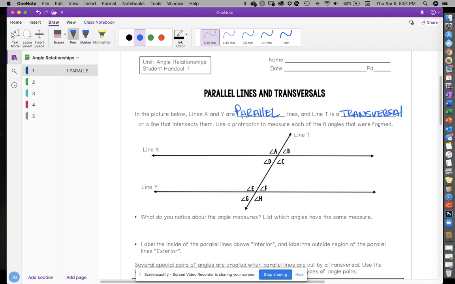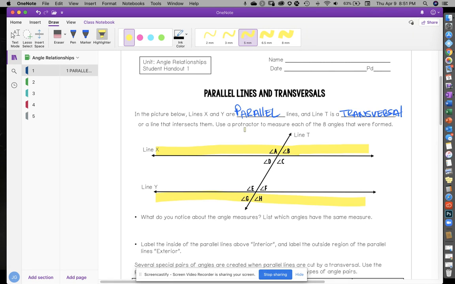Use a protractor to measure each of the 8 angles that are formed. The one thing that you want to look at is this area out here, on the outside of these lines.